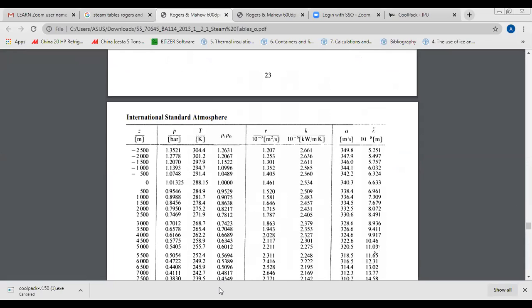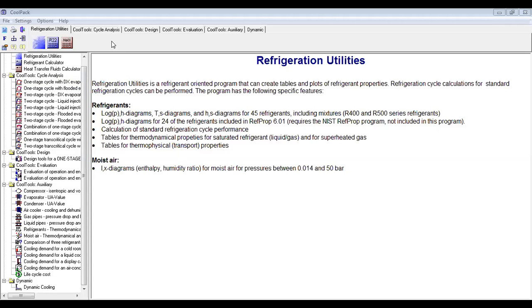Also, let me go back to the CoolPack again, just to share with you. I have to share a new screen then. A new share. So this is simple, something like orientation. Here you can see the CoolPack cycle analysis.